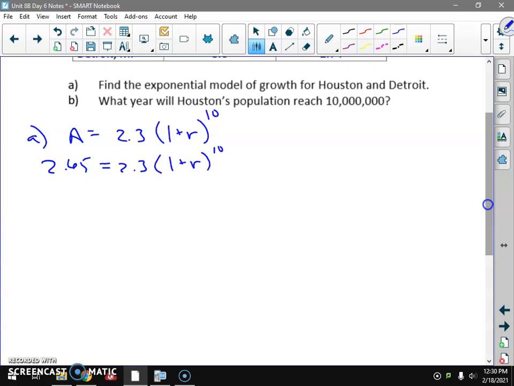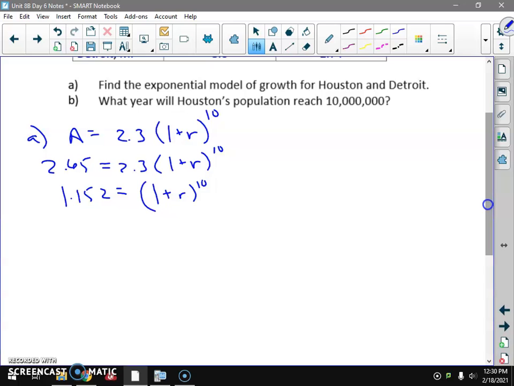So how do I solve this? Divide by 2.3, no doubt. 1.152 equals 1 plus R to the 10th. Now, do I take a log here? The answer is no, because R is down where we can solve for it.